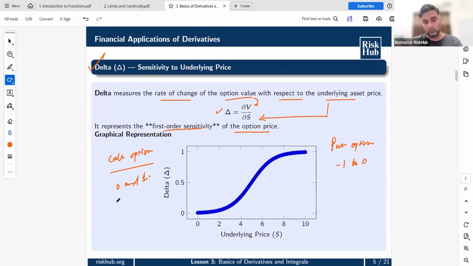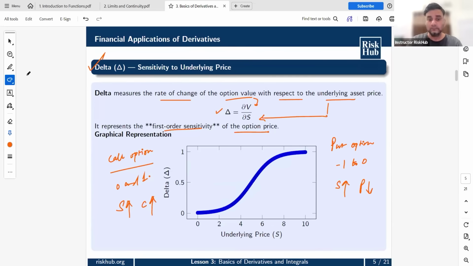Here, when the underlying price goes up, the call option value goes up. Here, the stock price goes up, the put option value actually comes down. So that is the reason you should understand, and that's why it's given -1 to 0. Otherwise, not much of a difference.